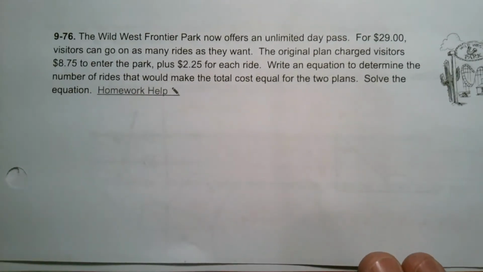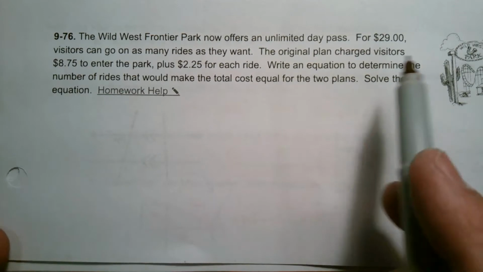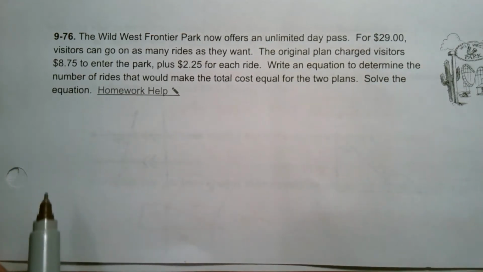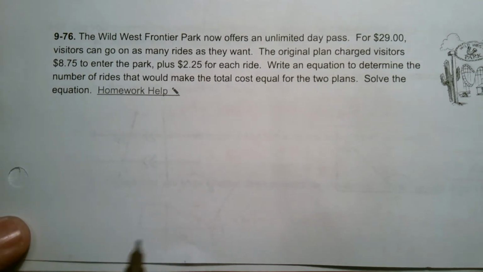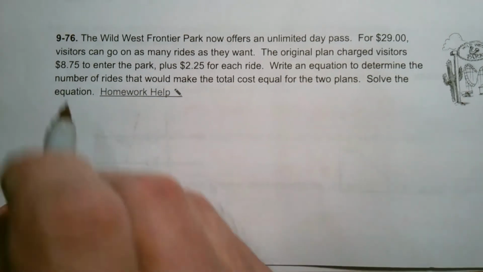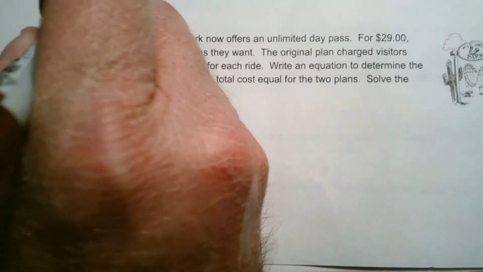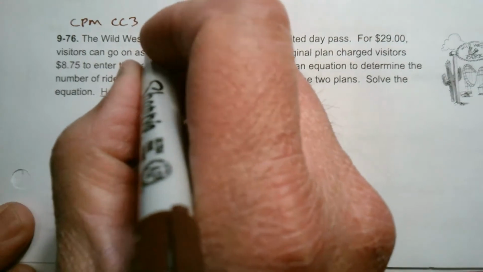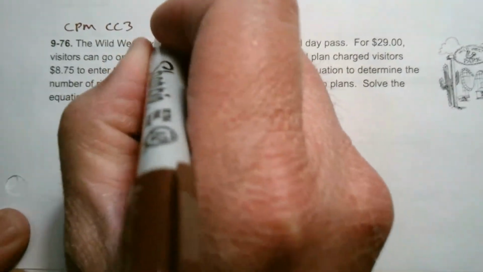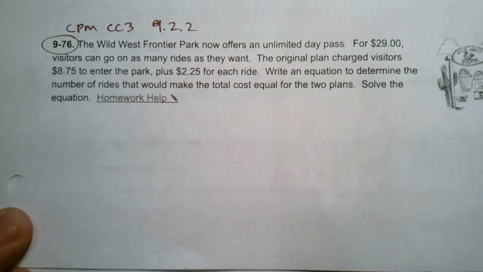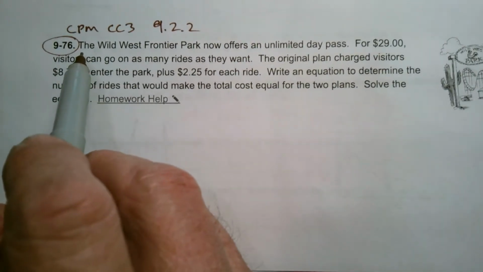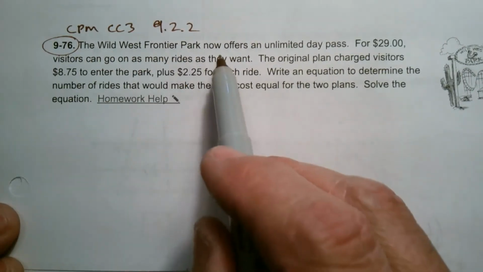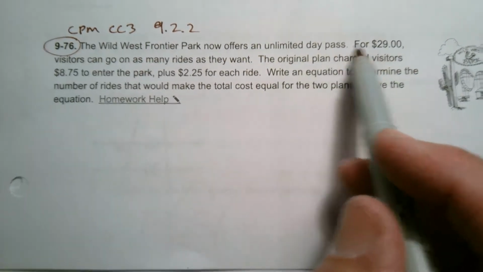We are looking at a word problem that wants us to write an equation in order to solve it and determine the solution here. This is a problem from CPM, course 3, CC3, section 9.2.2, number 9-76. It says the Wild West Frontier Park now offers an unlimited day pass.